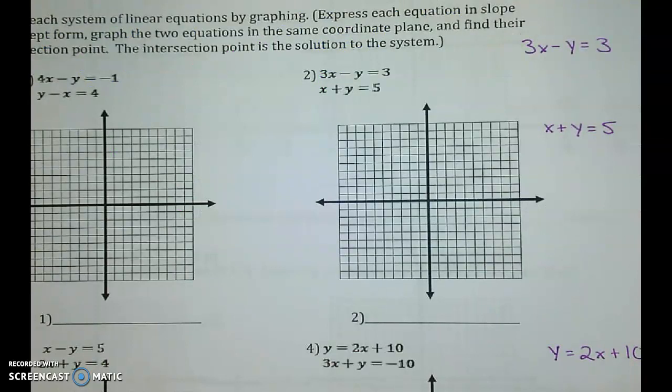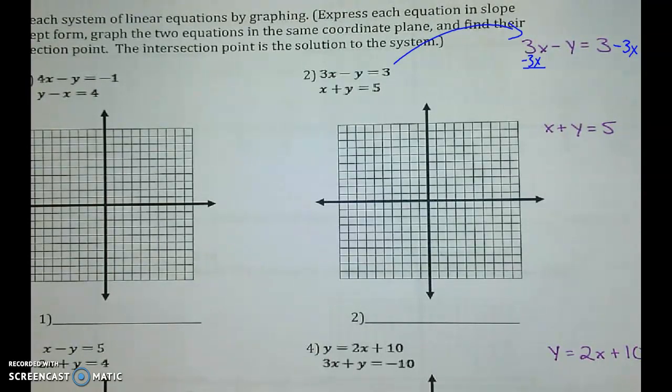Okay, looking at number 2, we're going to take our equations and change them into slope-intercept form. Again, I've come over just to have some room. We've got to get y by itself. So I'm going to minus 3x on both sides. Notice I put the 3x beside the 3 because I cannot combine the 3 and the minus 3x. They are not like terms.